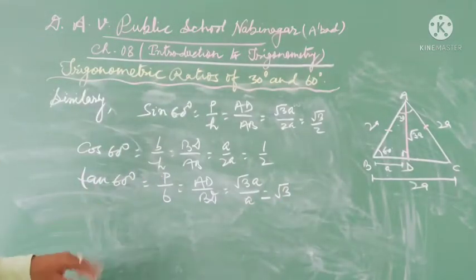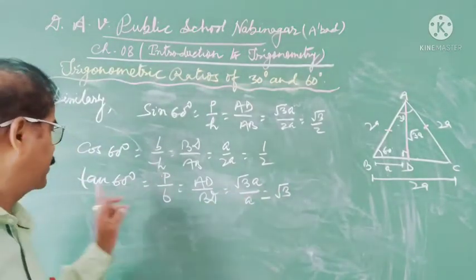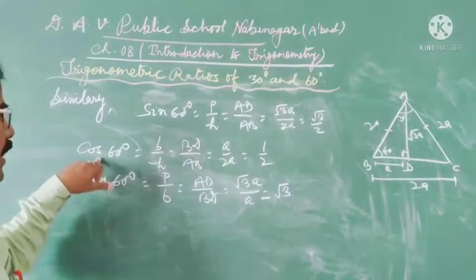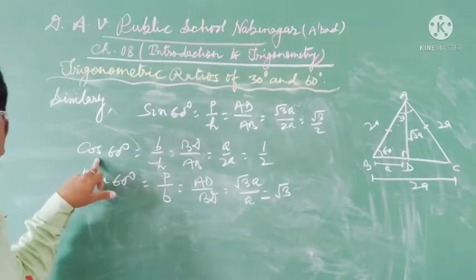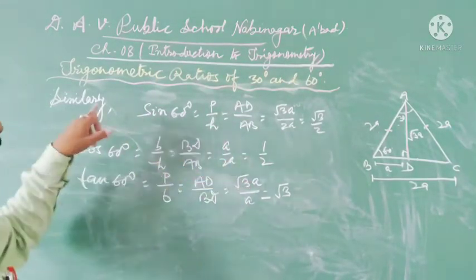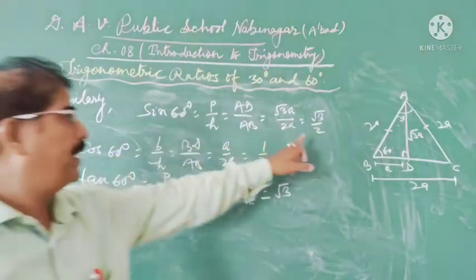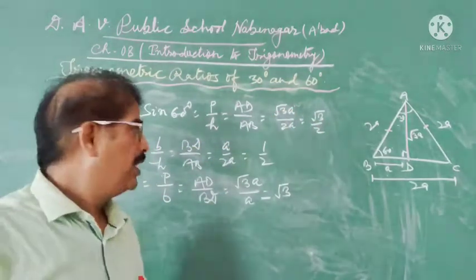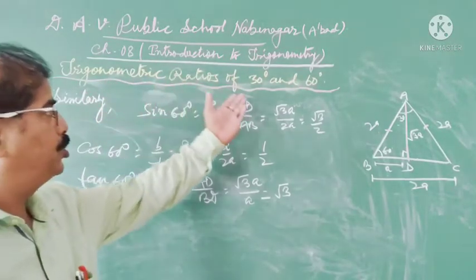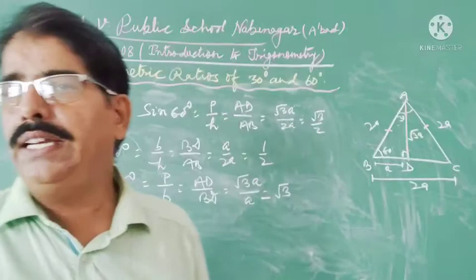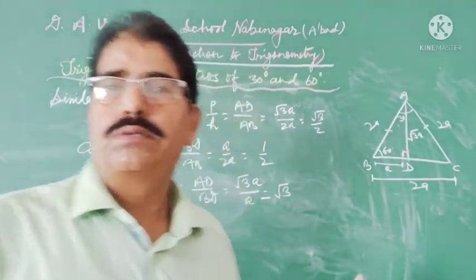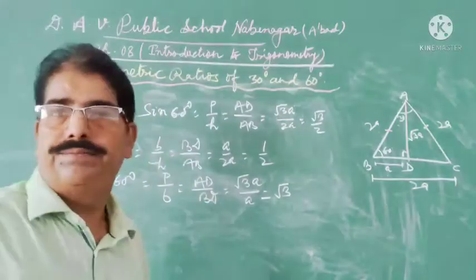And cot 60 degree, reciprocal of tan 60, that is 1 by root 3. Sec 60, reciprocal of cos 60, 1 by 2, that means 2 by 1, and cosec 60, 2 by root 3. And now next, finding T ratios of 0 degree and 90 degree. So let us move toward the topic.